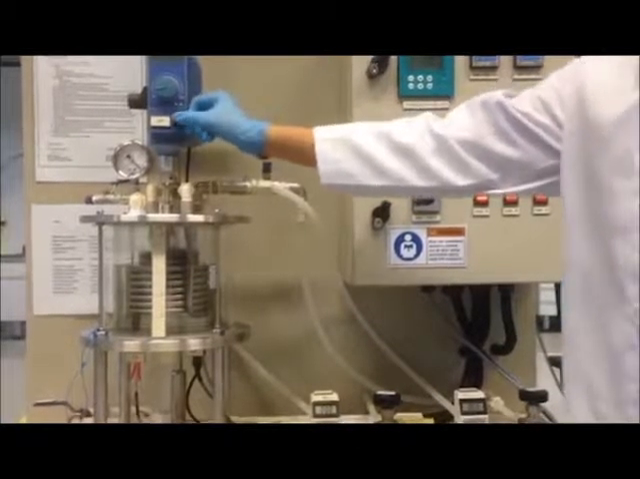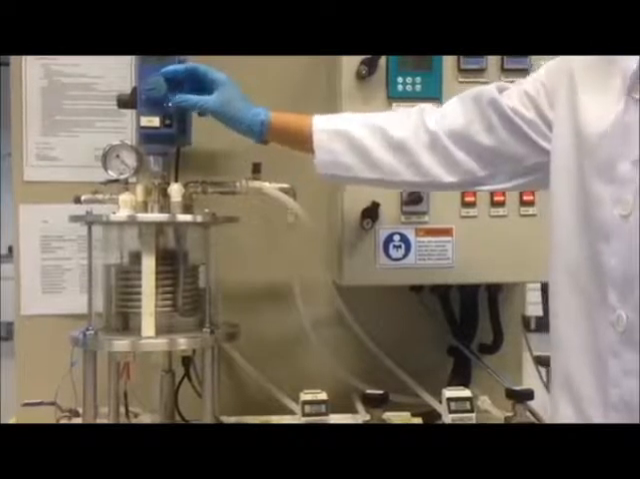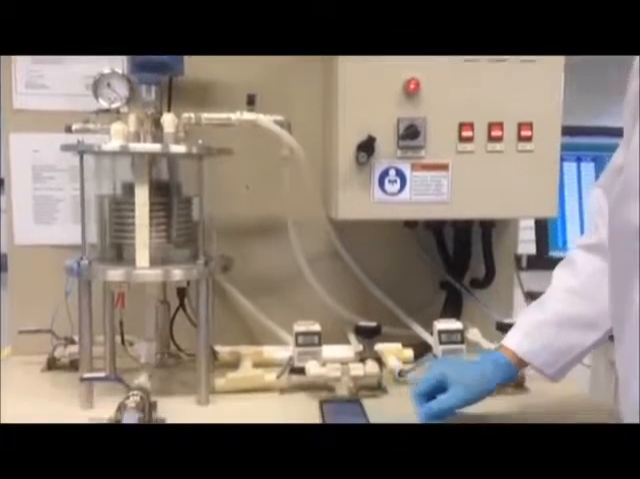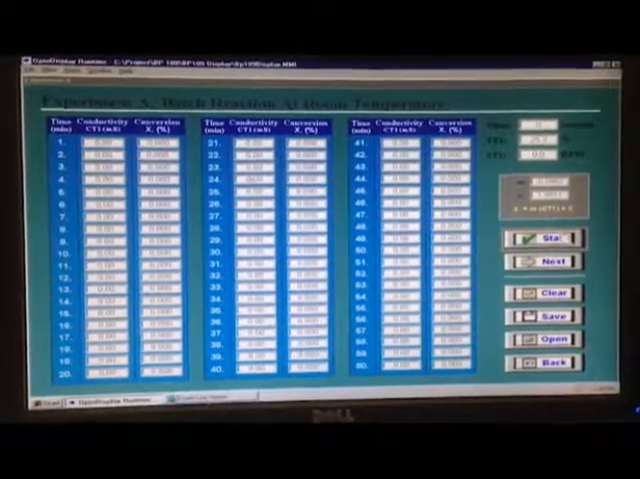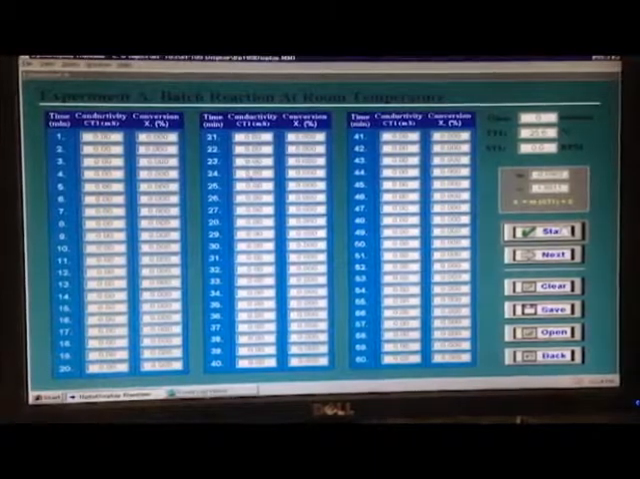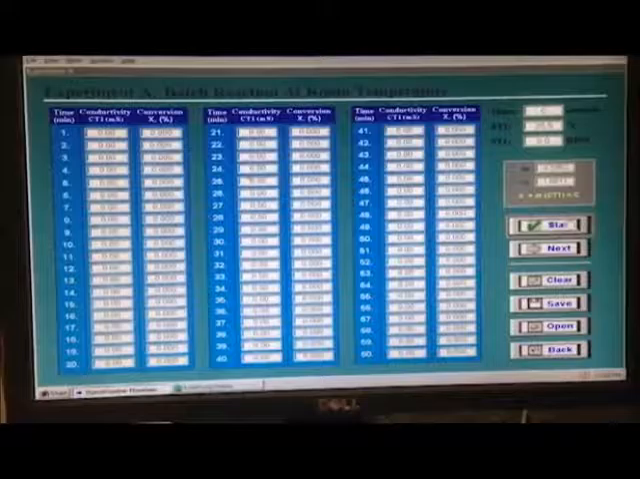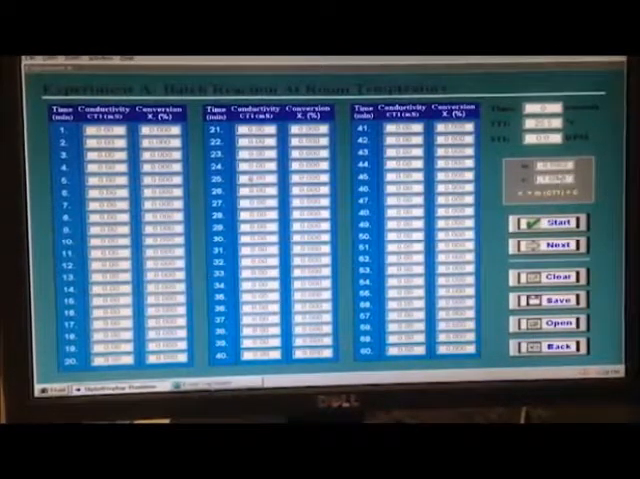Switch on the stirrer and set the speed at about 200 rpm. Immediately start the timer. Before we start recording the conductivity values, insert the data for M and C that we collected during the calibration curve experiment into the equation.